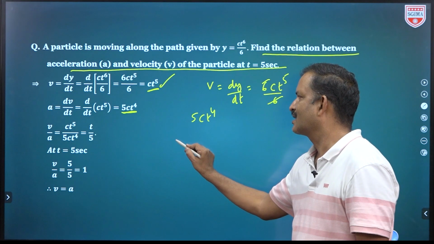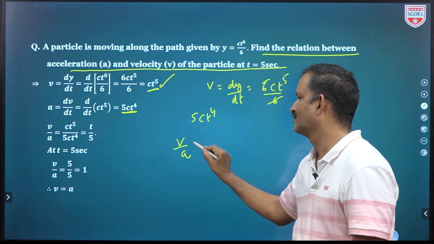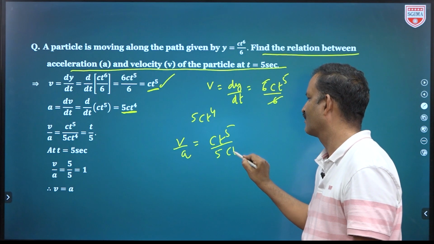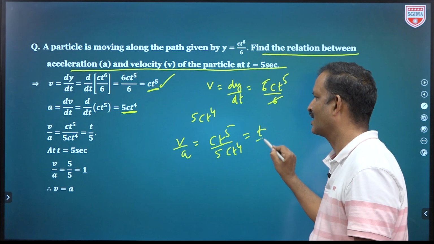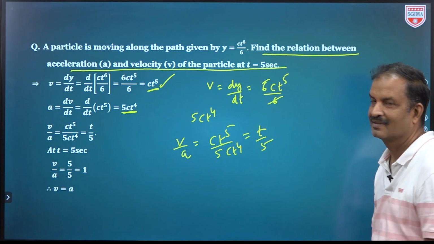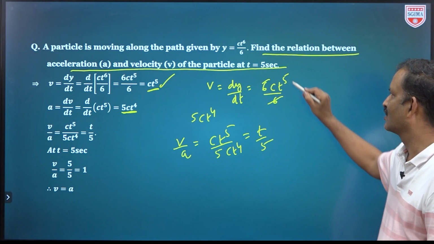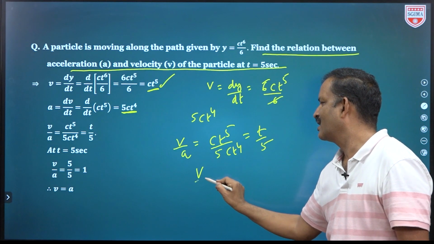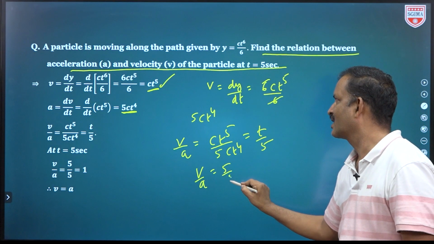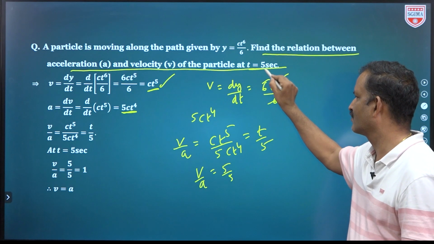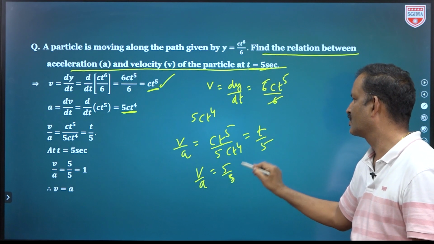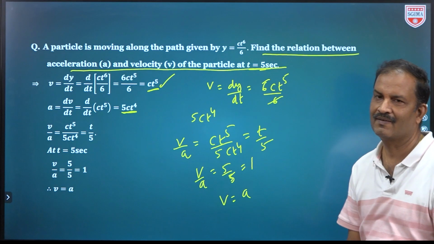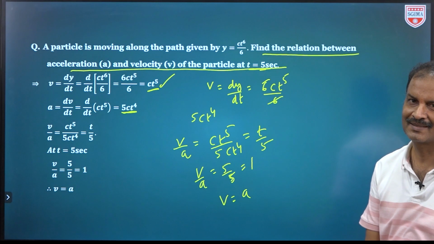Velocity by acceleration: c t power 5 by 5 c t power 4, that is t by 5. Now put t equal to 5 seconds, because we want to find out the relation at t equal to 5 seconds. v by a is equal to 5 by 5, that is 1. So v is equal to a; you will get velocity is equal to acceleration.